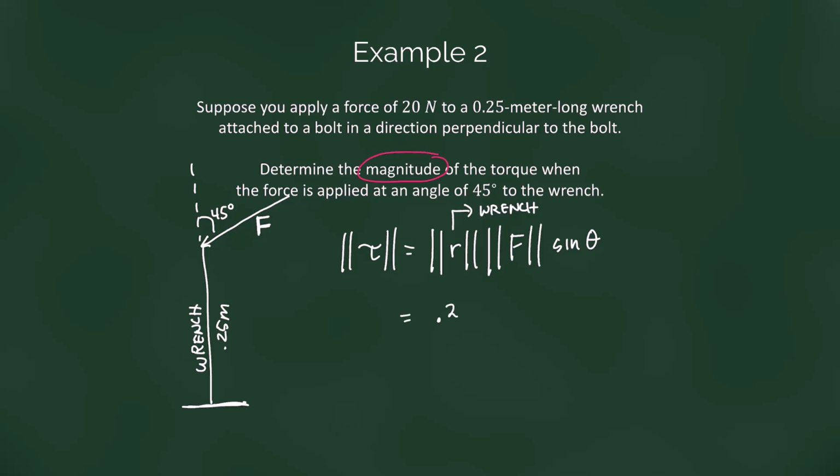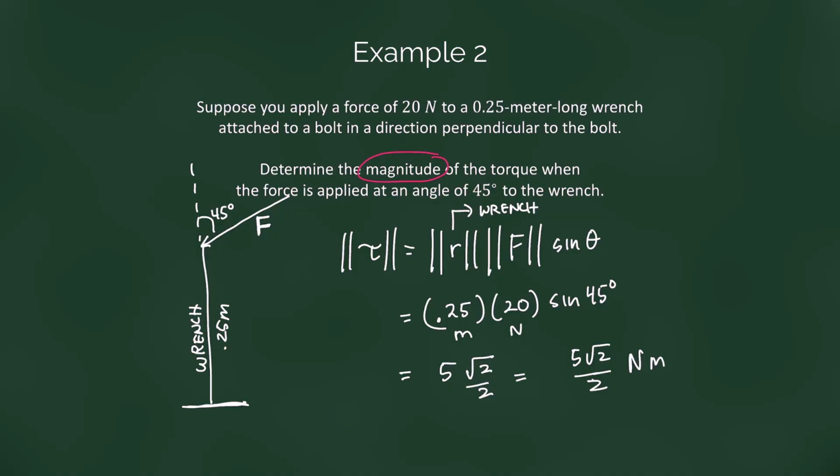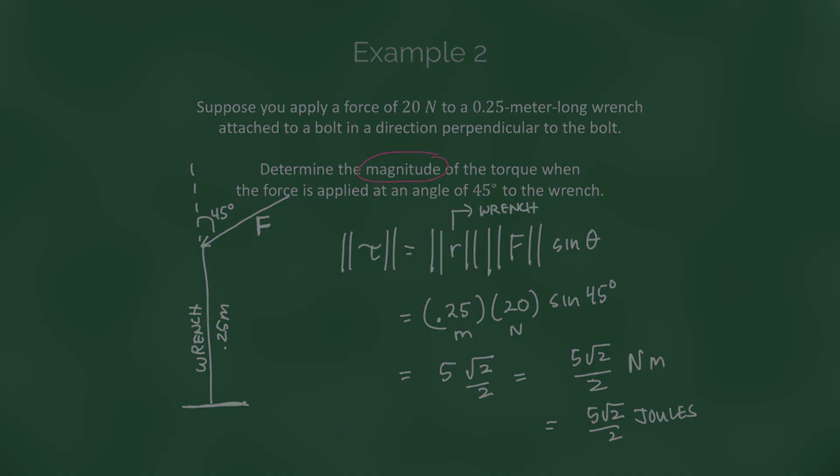So this is 0.25. The force is 20 newtons. So this is in meters, and this is in newtons. And then the sine of theta, well, theta is our 45 degree angle. So we get 20 times 0.25 is 5. The sine of theta is the square root of 2 over 2. And so the magnitude of our torque is 5 square roots of 2 divided by 2, and that is in Newton meters, which is the same thing as a joule. So the magnitude of our torque is 5 root 2 over 2 joules.